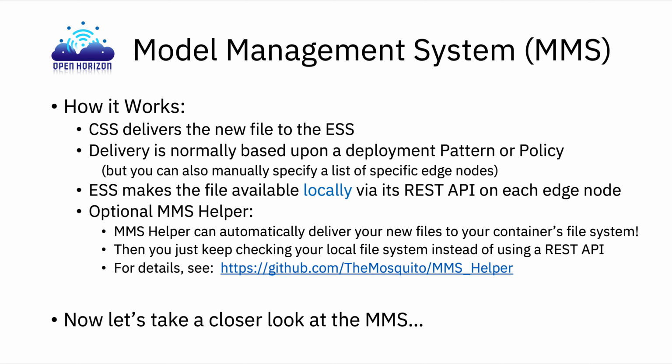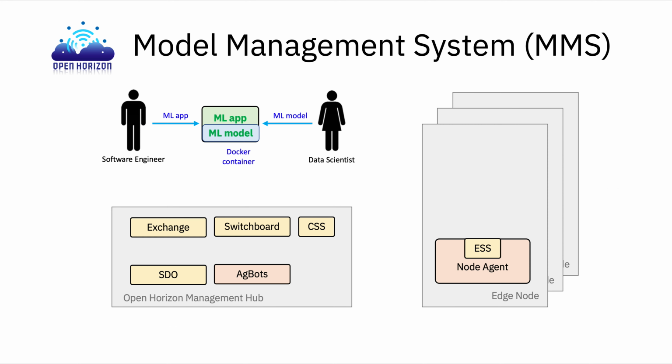Now let's take a closer look at how the MMS works. Typically you'll have a software engineer who creates machine learning inferencing applications, and a data scientist who is supplying ML models to be used by that application, and they collaborate to create a Docker container that contains both of them. Maybe that's the same person doing both roles, or maybe you have a whole department of folks on the left and on the right there. But ultimately, you'll create a Docker container and then publish it to the Open Horizon Management Hub, in other words, you'll publish it to the exchange.